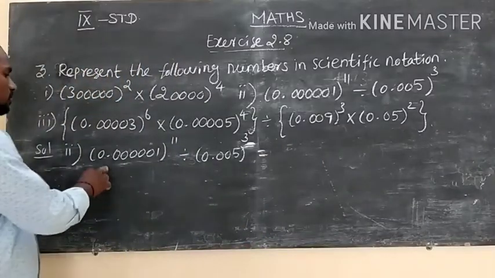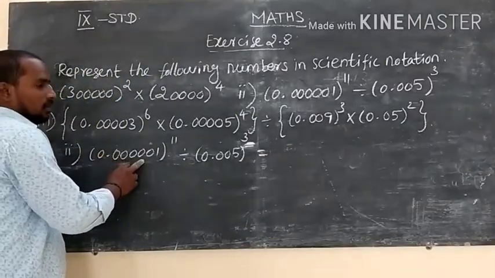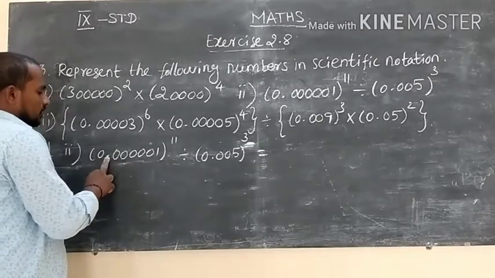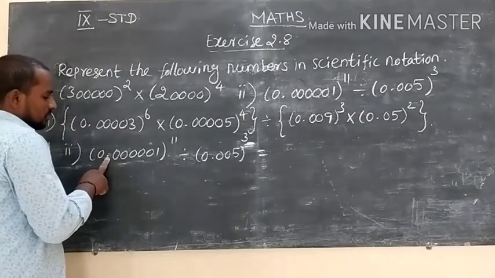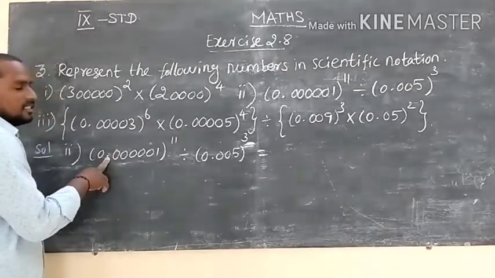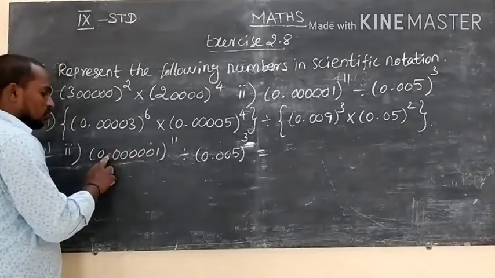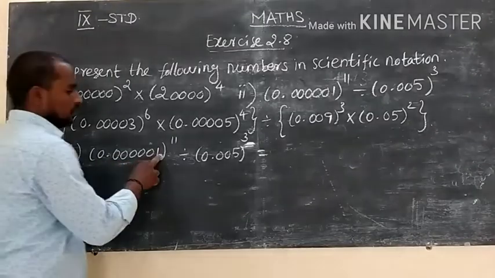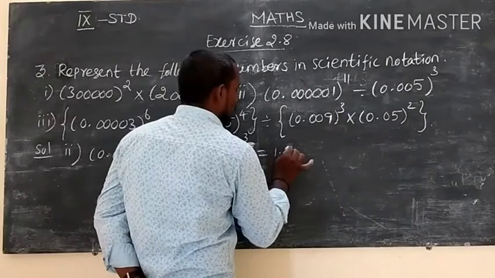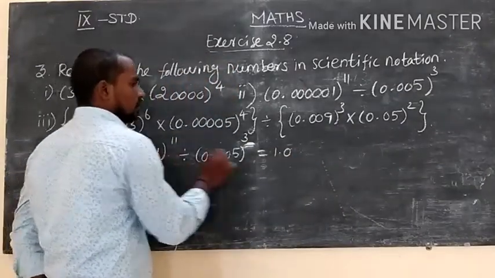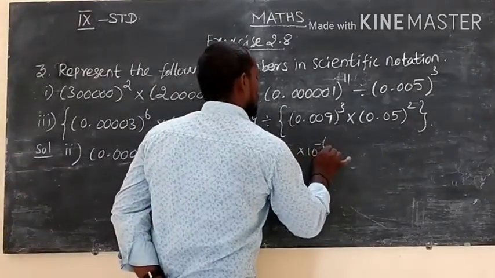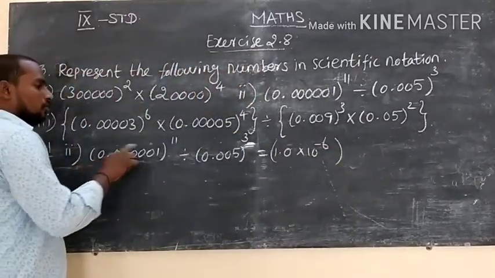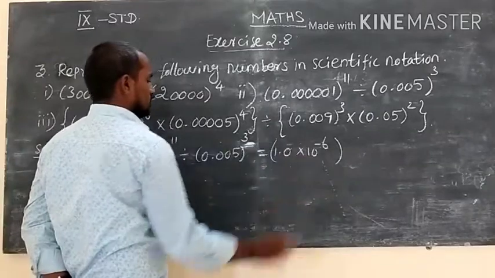In the same manner, first converting this decimal number into scientific form. Here the decimal is there, then making the shift left to right: 1, 2, 3, 4, 5, 6. So 6 shifts. So 1.0 into 10 power minus 6. Is it or not? When the shift is made left to right, we get negative exponents.